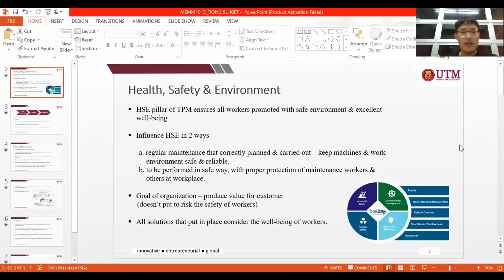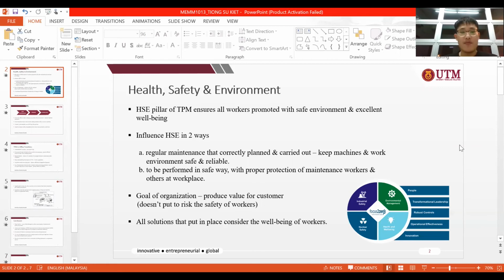There are two ways in which maintenance influences the safety and health of the worker. First, regular maintenance that is correctly planned and carried out is essential to keep both the machine and the work environment safe and reliable. Second, maintenance itself has to be performed in a safe way, with appropriate protection of maintenance workers and others who are present in the workplace.